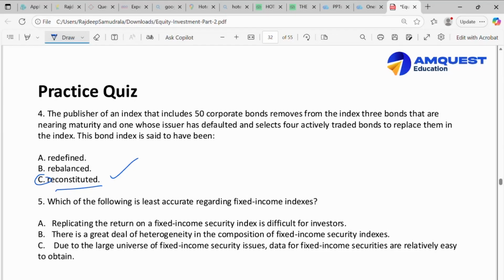Read that carefully. What's the answer, guys? The answer is, we discussed it. So revenue return on fixed income is difficult for investors. That's broadly correct, right? They're saying least accurate. The greater heterogeneity in fixed income, that's also correct.